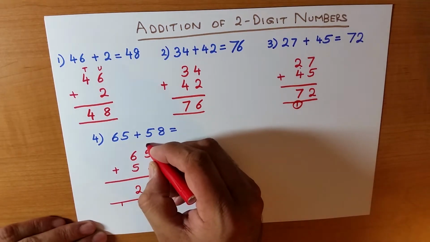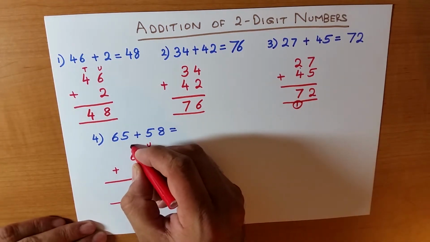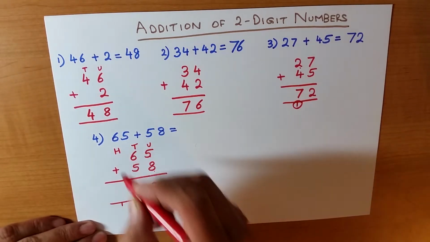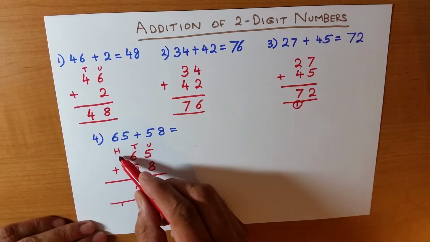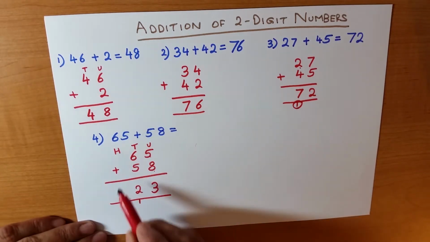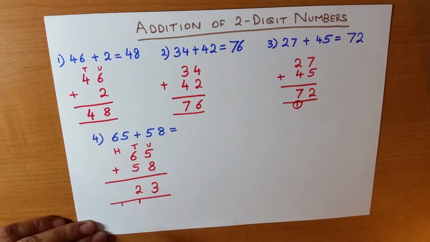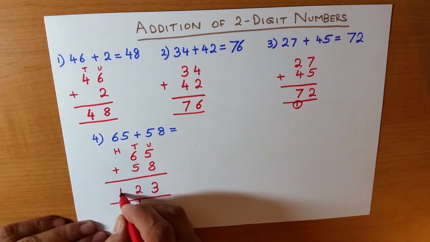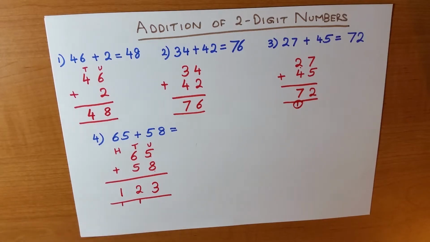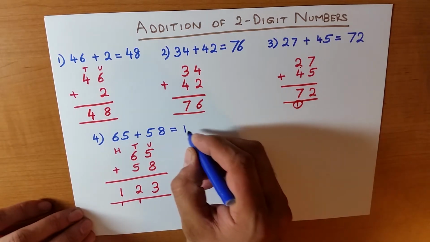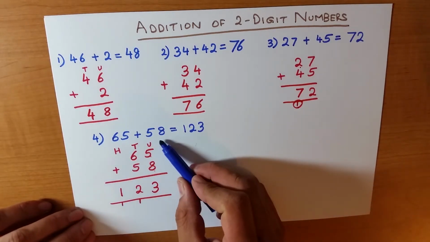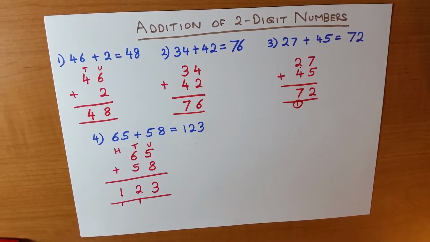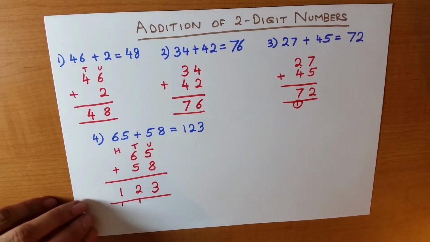Now don't forget, these are the units columns. This is the tens and this is the hundreds column. In the hundreds column, there is nothing in the first number, nothing in the second number, but we have 1 over here. So we put the 1 over here. And that's it. 65 plus 58 is 123. Even a tricky number like this is very simple to work through when we use the vertical format.